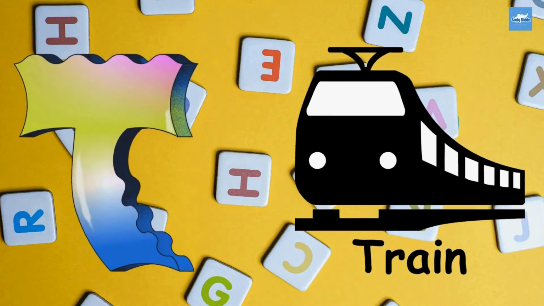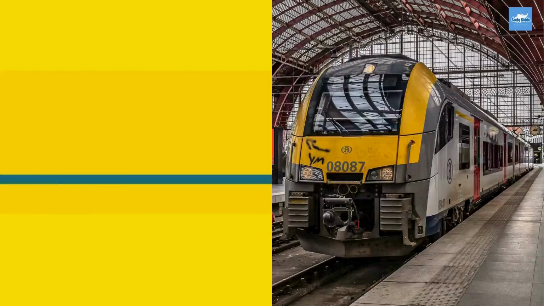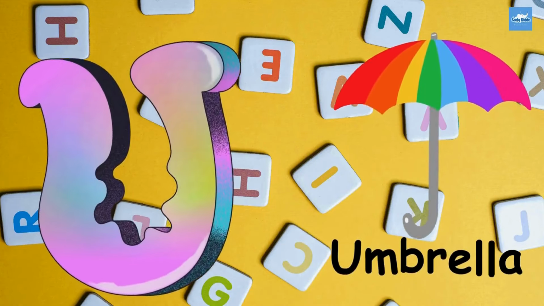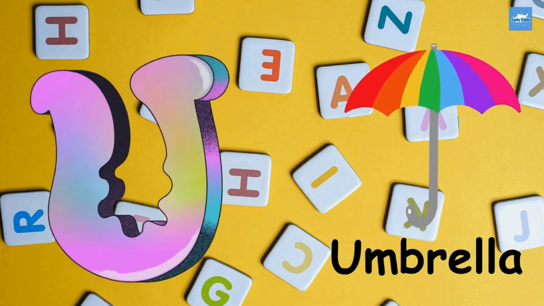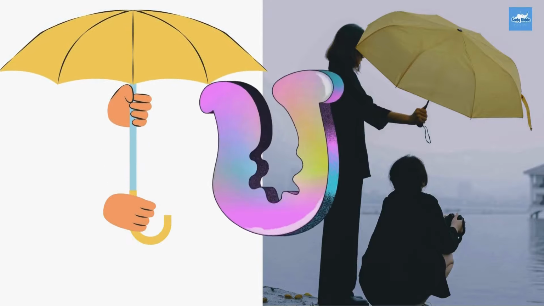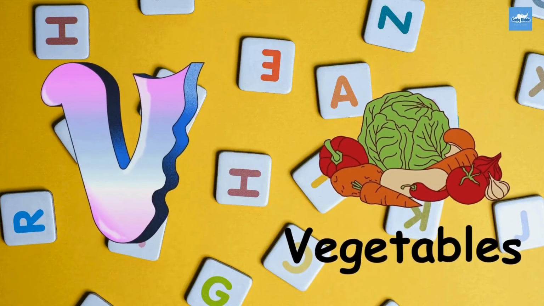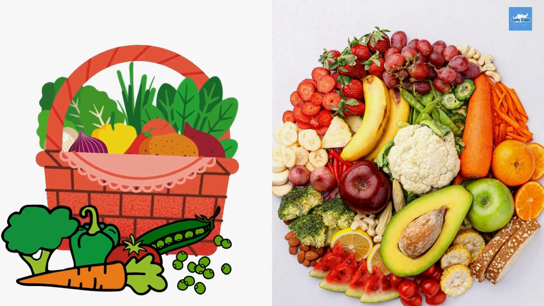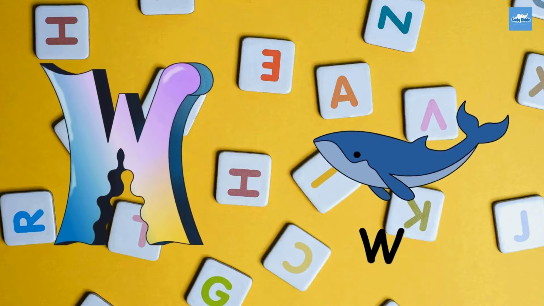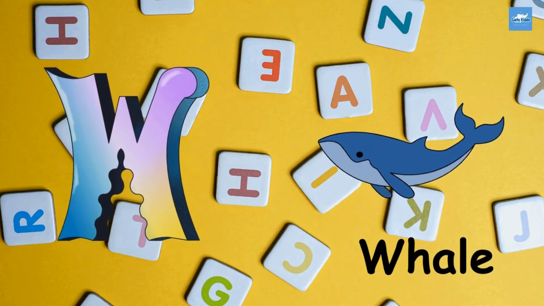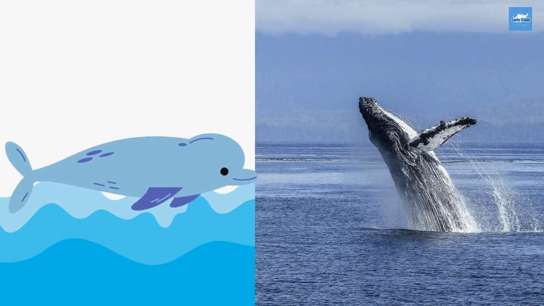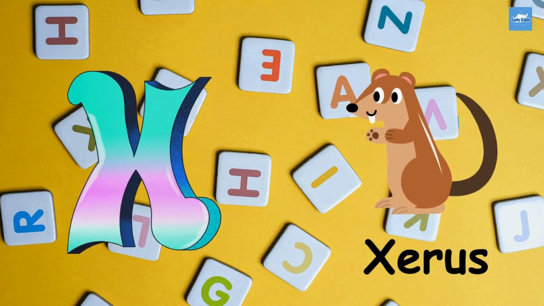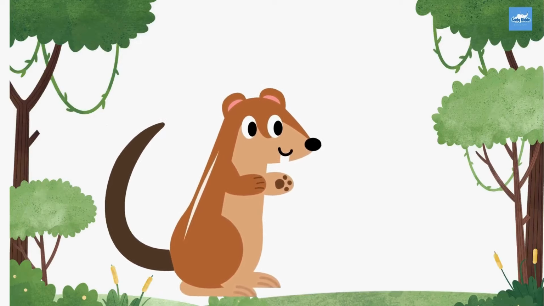T is for train. U is for umbrella. V is for vegetables. W is for whale. X is for xerox.